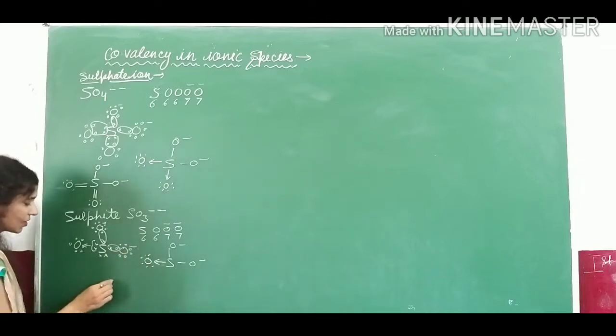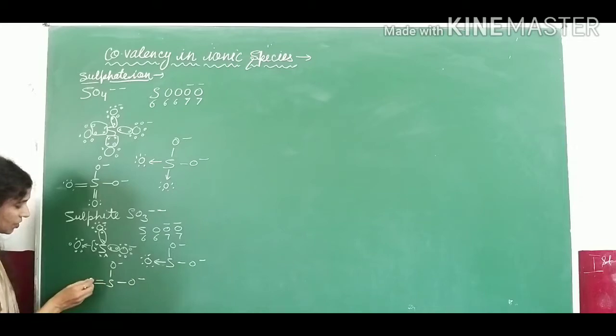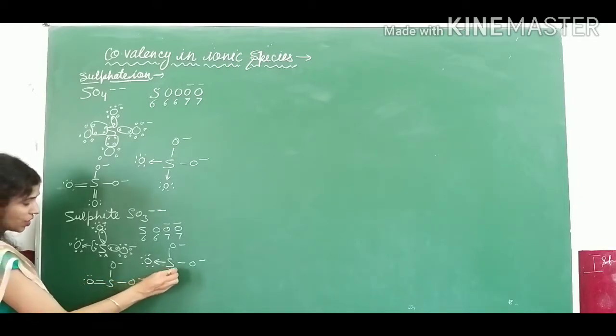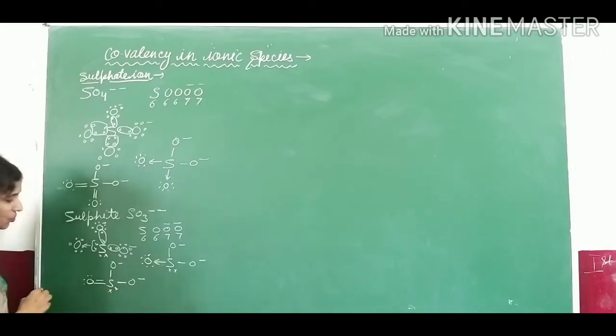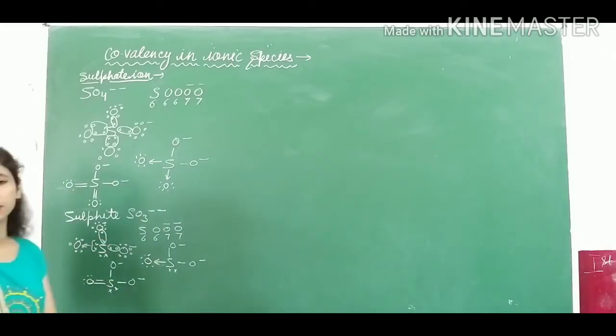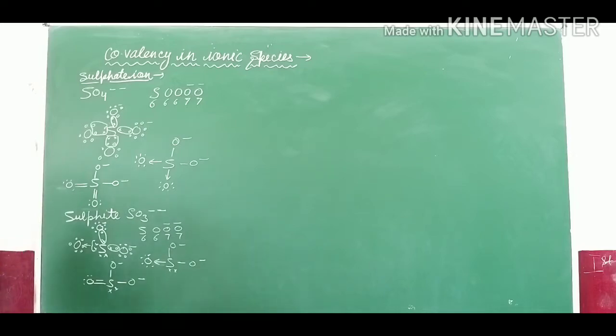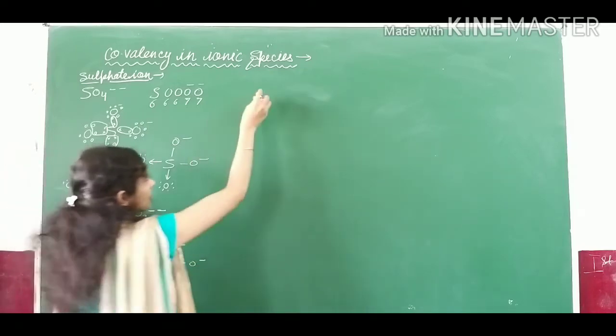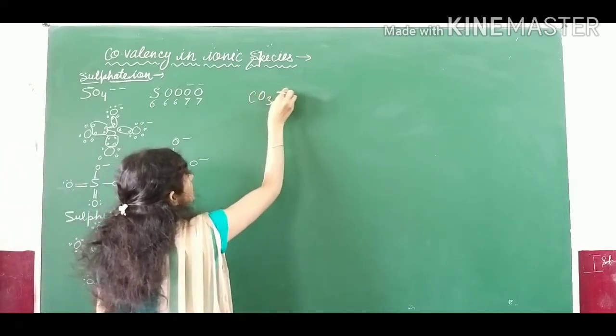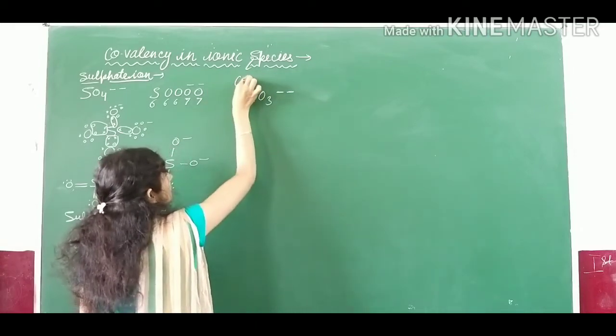Or you can make the structure like this. It's a bonded structure. You can mention a double bond: 1, 2, 3, 4, and the remaining 2 electrons are still left on the sulfur. Those are not participating in the bonding. That is to be shown in this way. Okay. Now let's talk about the carbonate ion. Carbonate ion. This is CO3 2 negative. That you can write there.